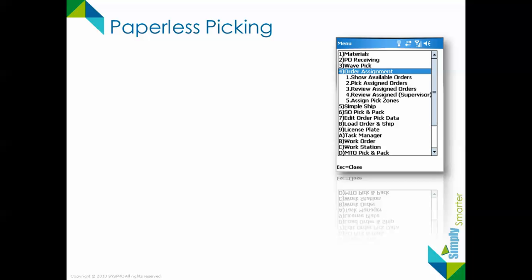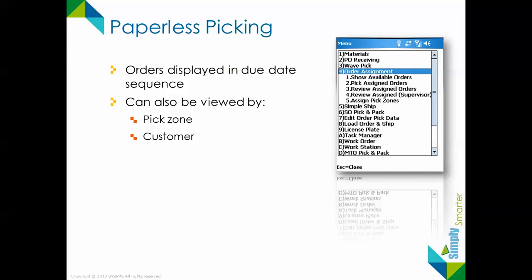So when I'm looking at my order assignment here and paperless picking, it can feed over to my operators what you have. What are my orders I need to go pick? So all I'm doing is looking at my handheld, and it's going to direct me where I need to go. The orders are typically displayed in due date sequence. They can also be viewed by the pick zone, so if we're going into certain areas, I want to do that. Or if I want to pick by customer.